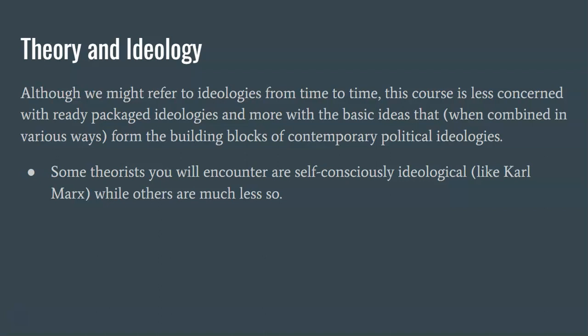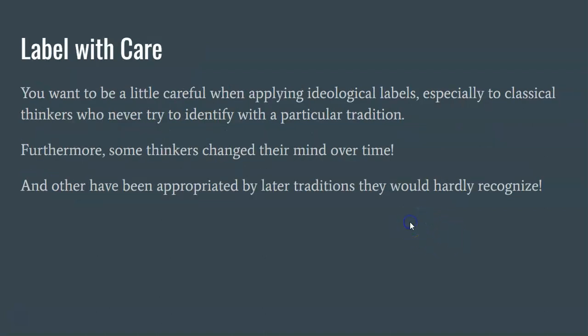So someone like Karl Marx is trying to articulate scientific socialism and communism, and it's not just that his writings were appropriated by communists. He's working within a particular tradition. He knows he's working within that tradition, and he's trying to further that tradition both intellectually and in political life while he was alive. But in many of the people we'll be studying, you have to be a little bit careful with when you want to apply ideological labels to them, especially to classical thinkers who have never tried to identify with any particular tradition. They are just trying to think about stuff. They're just trying to think about issues, and other people later have tried to put labels on them.